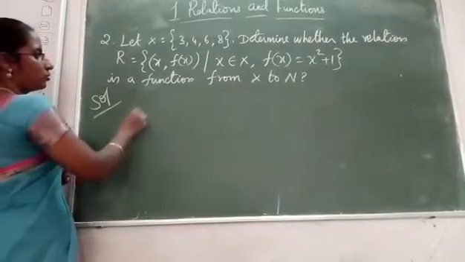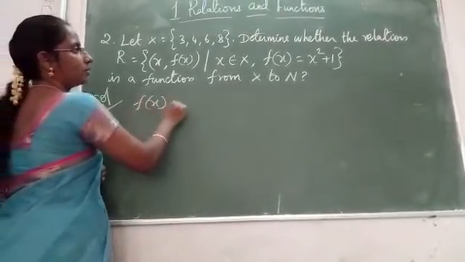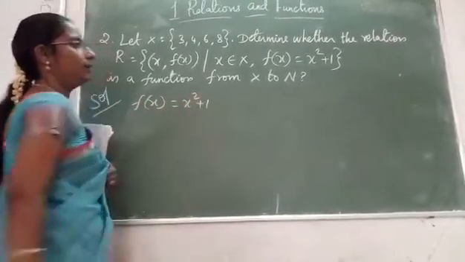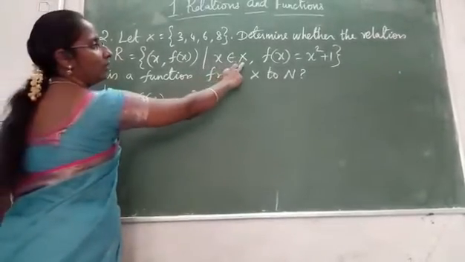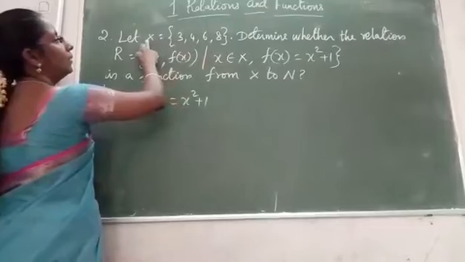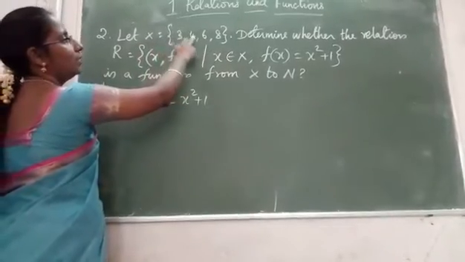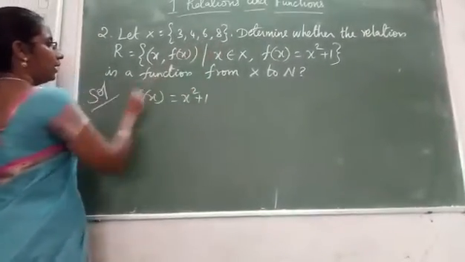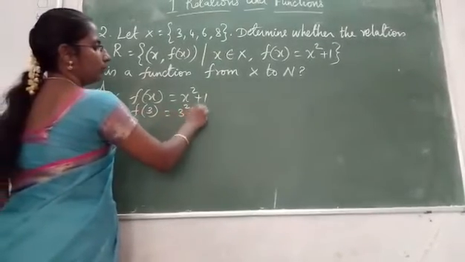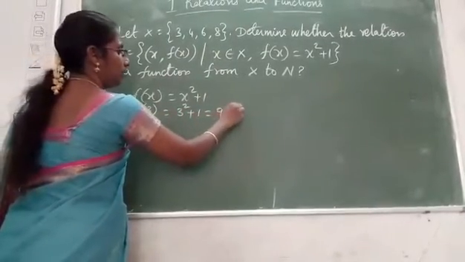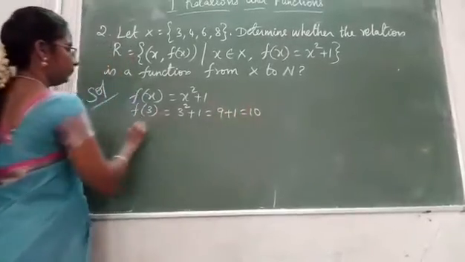Take f(x) quotient. f(x) is equal to x square plus 1. Take x value. x is an element of capital X. So the capital X values are given as 3, 4, 6, 8. So we have to substitute here. First take 3. 3 square is 9. 9 plus 1 is 10.